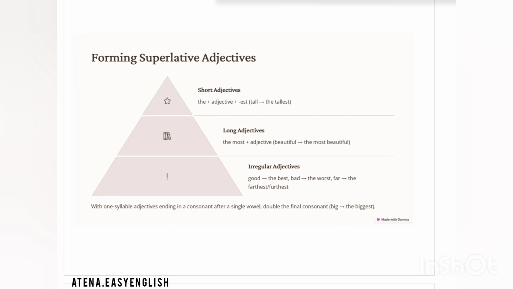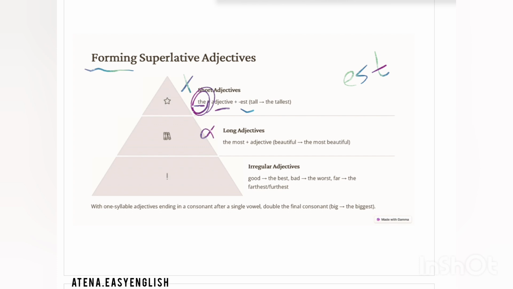Look at here. Forming superlative adjectives: short adjectives, long adjectives, irregular adjectives. Again, like comparative, we are going to talk about how to form it. As it's short, we use the plus adjective plus est. Tall, the tallest. So in here we add est and you should be careful. We use the article the with superlatives.